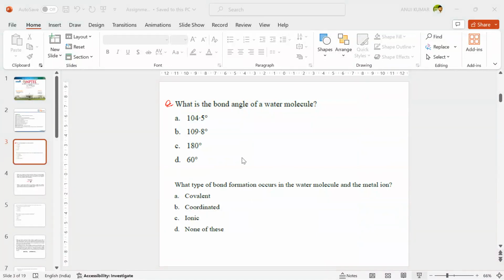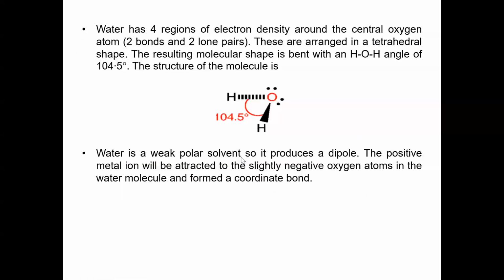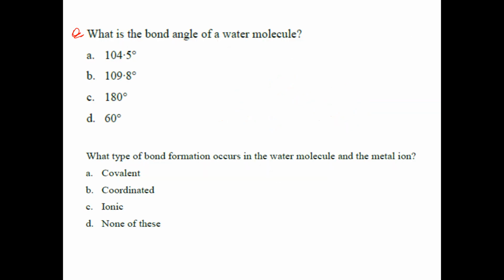Okay, so let me explain these, focusing on the first one. Water has four regions of electron density around the central oxygen atom. Two bond pairs are there and two lone pairs are there, right? So oxygen is sp3 hybridized and arranged in a tetrahedral shape. But if I talk about the molecular shape, that is basically a bent shape with a deviated angle of 104.5 degree. You have already read that in your 12th standard. So the first option will be the right one.